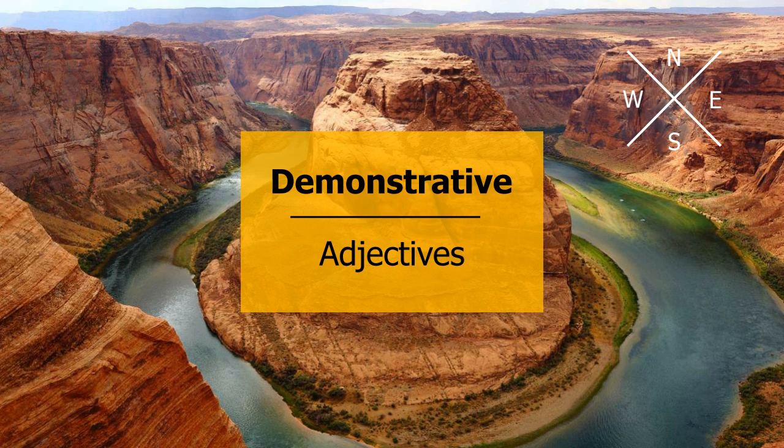We use adjectives all the time to describe objects. We can use adjectives to describe the color of objects. Like I could say, can you please bring me my red book over there? Or where is my green book?